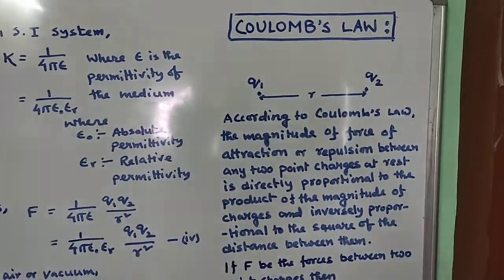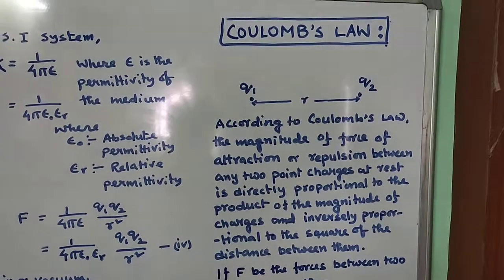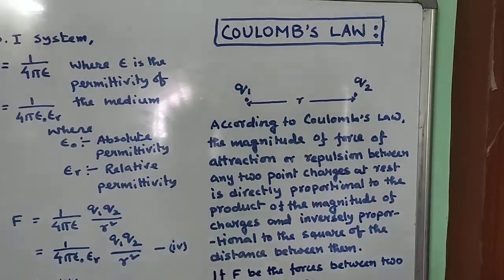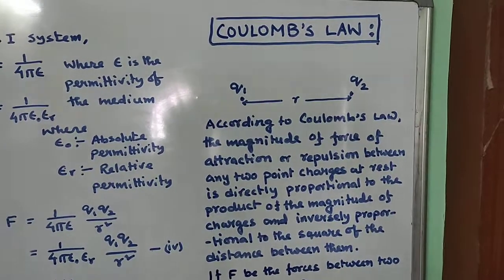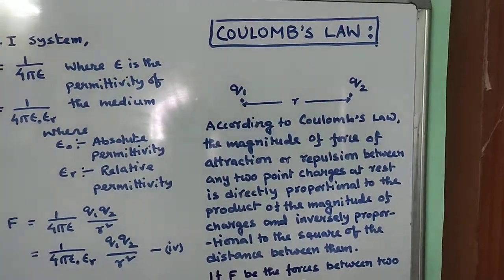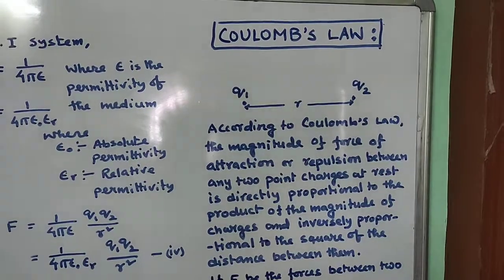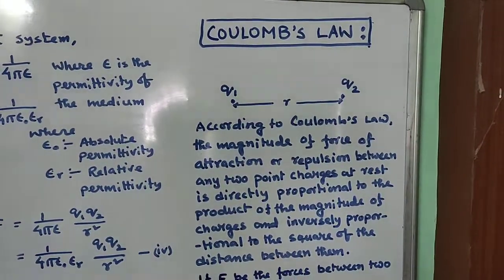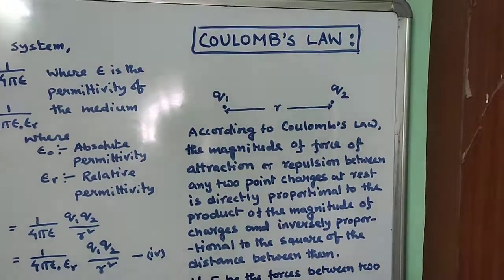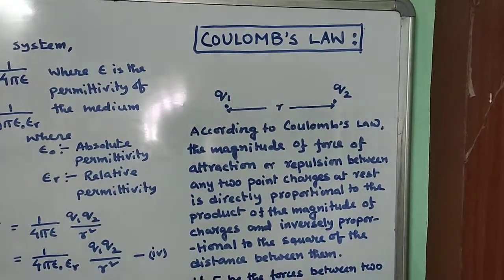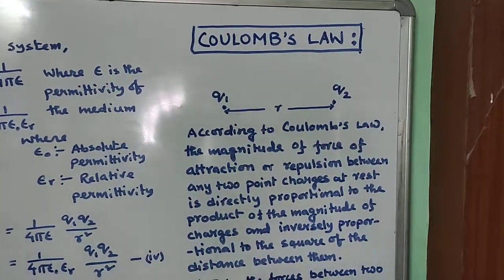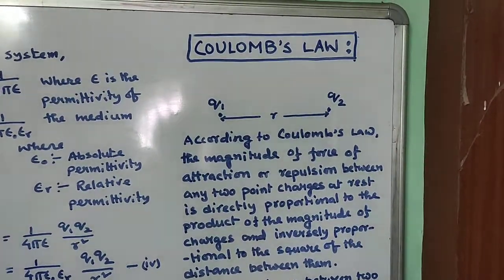Now, in the figure you see, we have considered 2 point charges Q1 and Q2 separated by distance r. As per Coulomb's law, if you place 2 point charges near to each other, there is an influence, or you can say a force, between the 2 point charges, and the force may be attractive or repulsive depending on the nature of the charge. The factors on which this force depends can be explained using Coulomb's law.